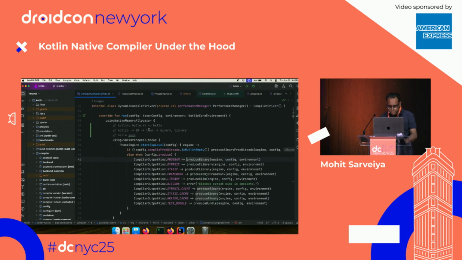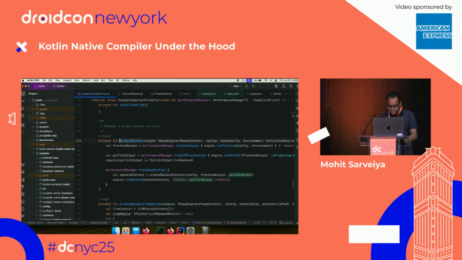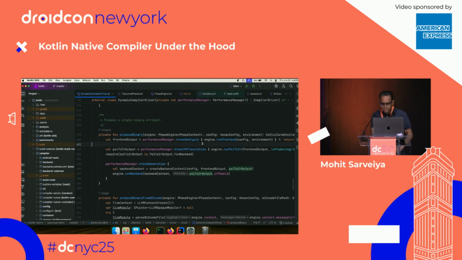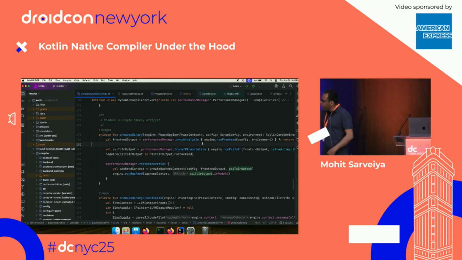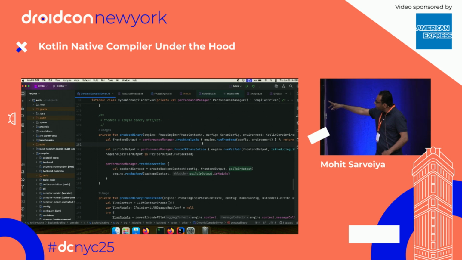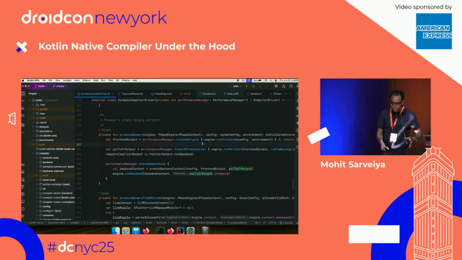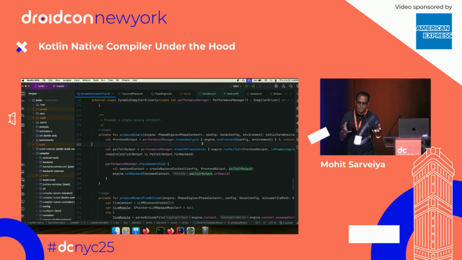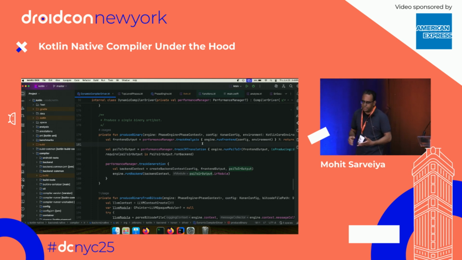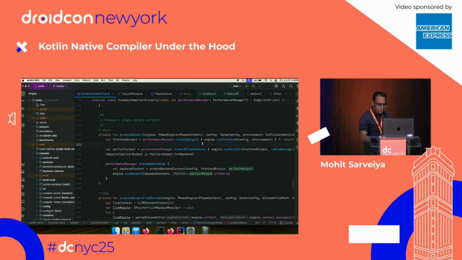When you look at this code, if I go into produce binary, when I try to produce a binary for a Mac, there are three things that happen. It runs the front end, it runs the PSI, and then it runs the back end. And you can see that it tracks the performance of it. With the Kotlin Native compiler, you can figure out how long each of these takes. Just like in an app where you have to think about performance, there are performance metrics that you can get from here.